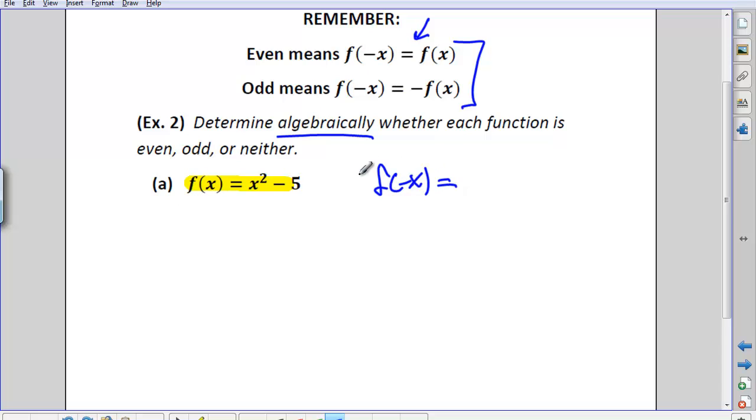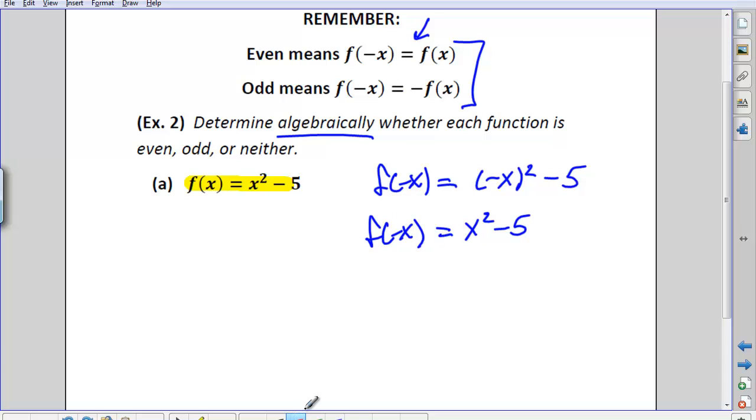Okay, if we do f of negative x, that's squaring a negative x. Okay, just plugging in negative x for x. And then if you square that piece, that's just going to make a positive, right? So f of negative x is x squared minus 5. We can simplify that down.